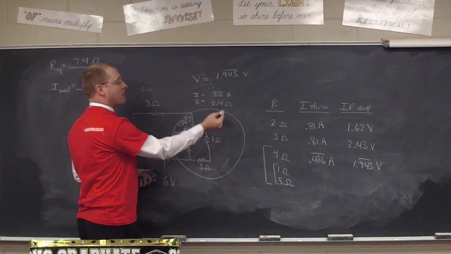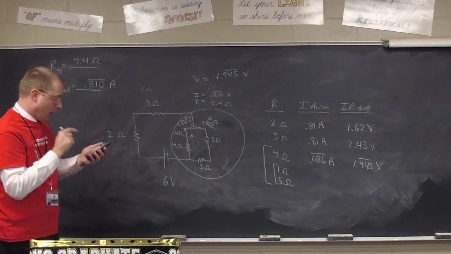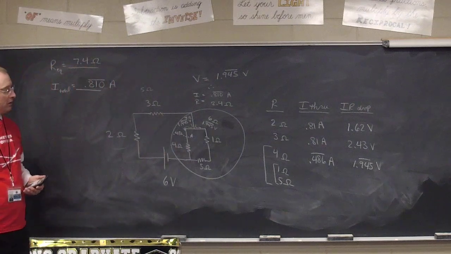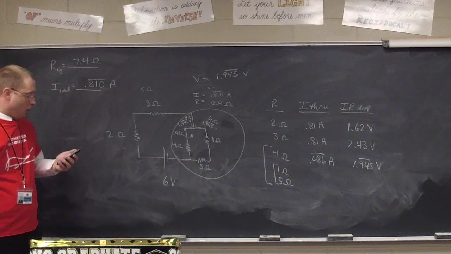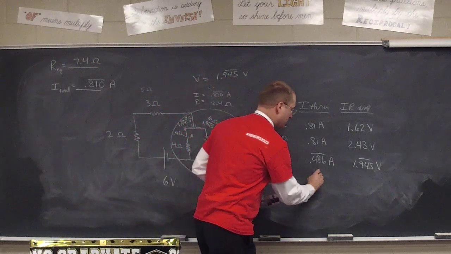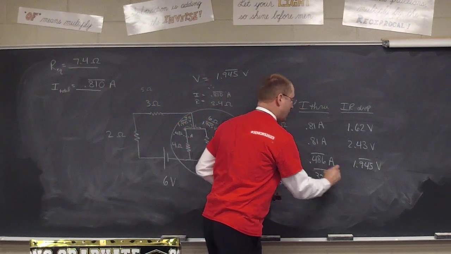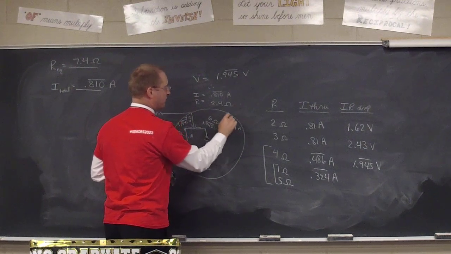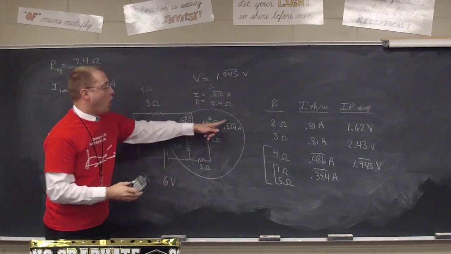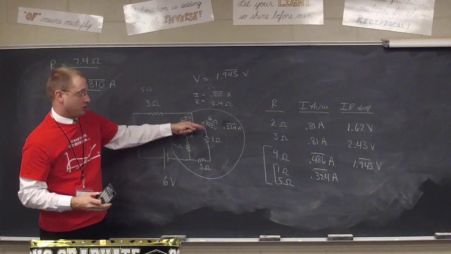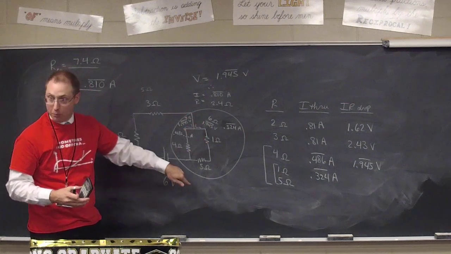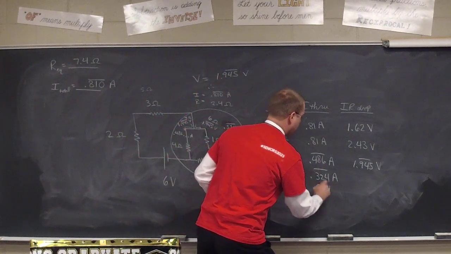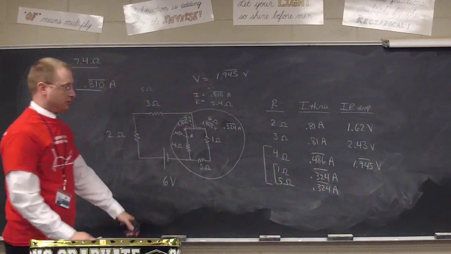Come to the next branch. 1.945 volts, but 6 ohms of resistance. How much current chooses, so to speak, to go into that branch? 0.324 repeating amps. And once 0.324 repeating amps goes into the branch, all 0.324 repeating amps have to go across the 1 ohm and the 5 ohm. Does that make sense? Because they're both in the branch. So both of these get the 0.324 repeating amps.